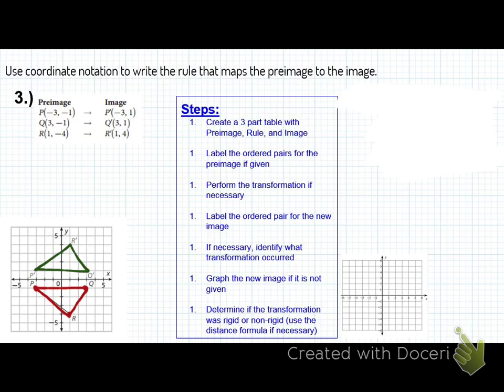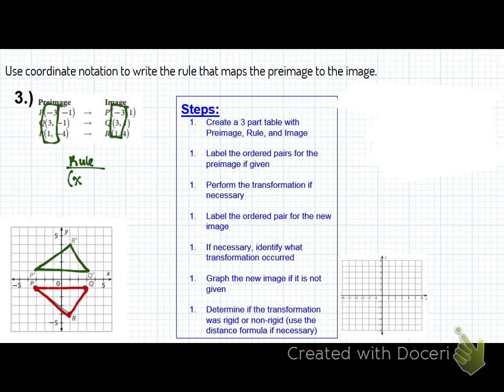So what's the rule? What are we doing with our X's and Y's? Well, let's look at our X's. Are our X's from the pre-image the same as the X's on the post-image? Yeah, they're exactly the same. So our rule should include that the X's are just going to stay the same, okay?